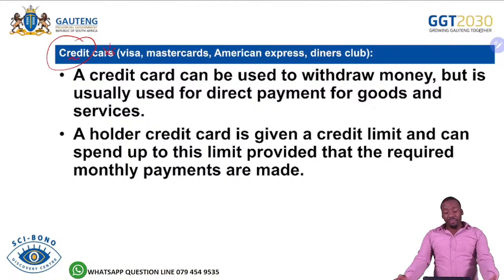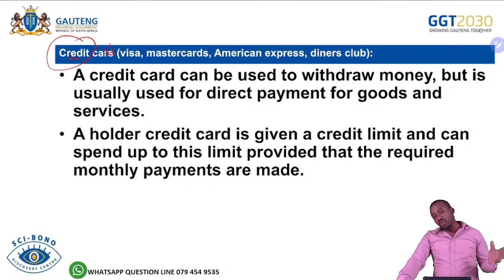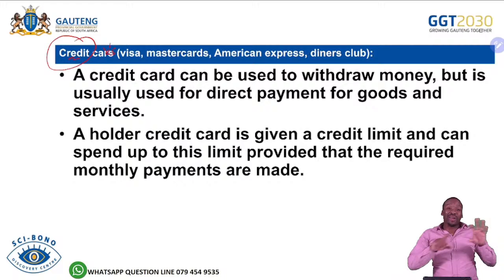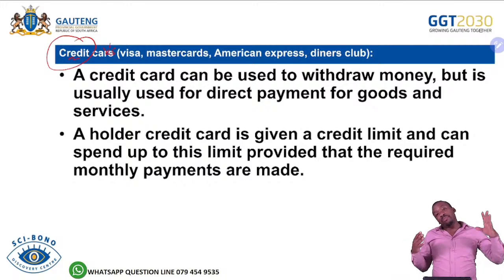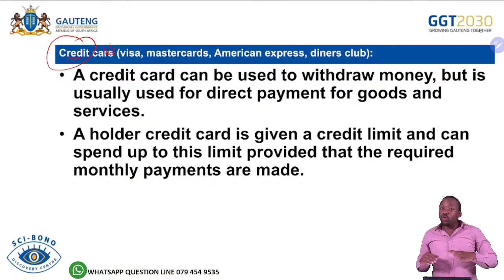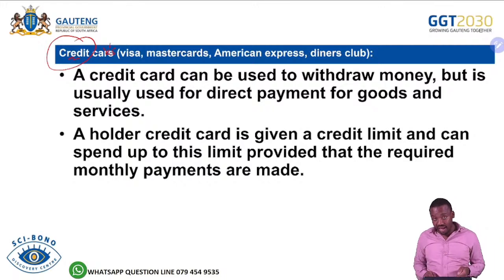So you go to the bank, you apply for a credit card. Obviously, you must submit your documents. They will check how much you earn. They will check your credit score, meaning in the previous month, have you had credit before? How have you been paying? So if you're a good payer, then you might be given a chance to own what? A credit card.